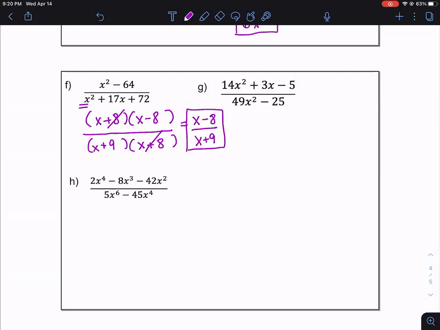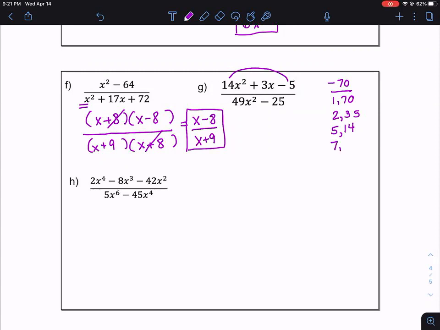For letter G, there is no GCF. It is a trinomial where A is more than 1, so we're going to have negative 70. We're looking for a pair of factors that will multiply to 70, but add to positive 3. So 7 and 10 are our magical numbers. 4 does not go in evenly. 5 goes in, 5 times 14, but that won't get me to 3.